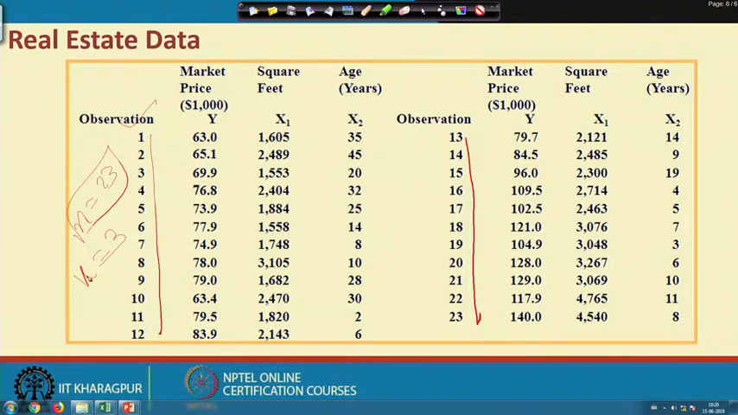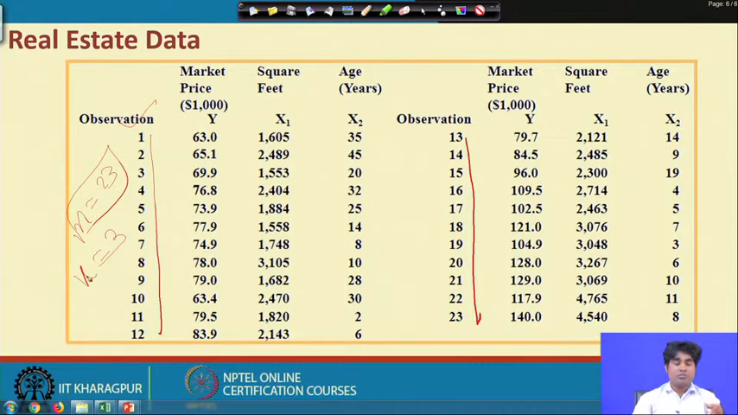So for multiple regression modeling with two independent variables, for this problem n equal to 23, k equal to 3, and as a result the degrees of freedom, n minus k, is 20. So this will be 20. This is the typical understanding. Before you start the process, as usual you can go through descriptive statistics and the correlation matrix.